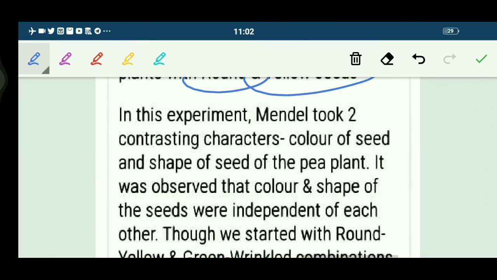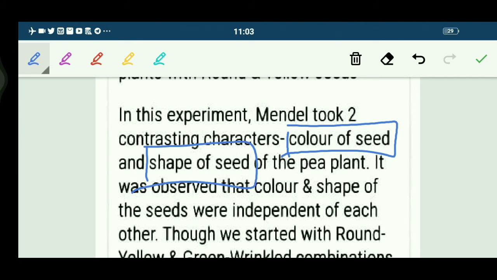Fine children. So in this experiment he took two contrasting characters. Remember, earlier we had discussed the monohybrid cross, in which Mendel took one pair of contrasting traits. But in this he took two visible contrasting traits, that is the color of the seed and the shape of the seed of the pea plant. The color of the seed could be green or yellow. And what about the shape of the seed? It could be round or wrinkled.